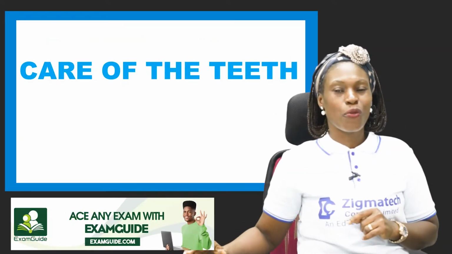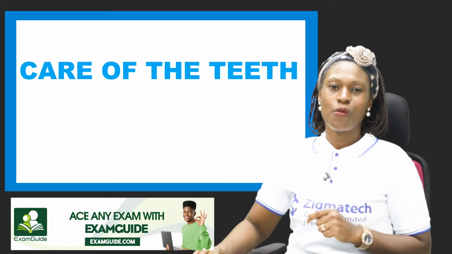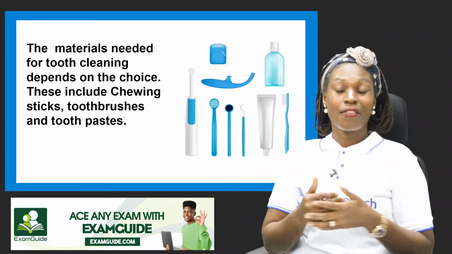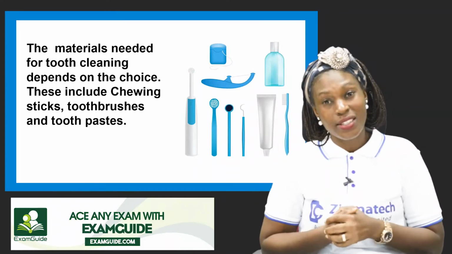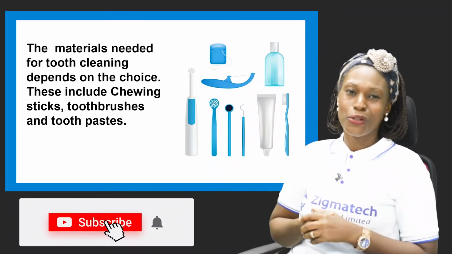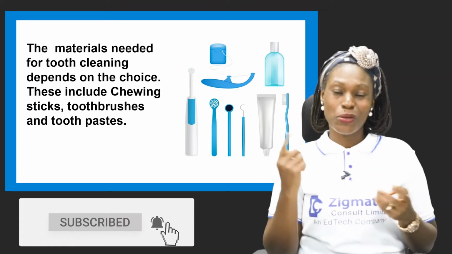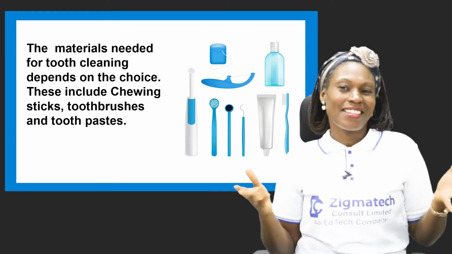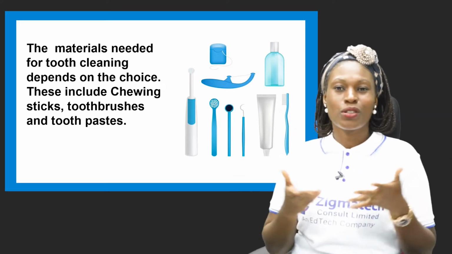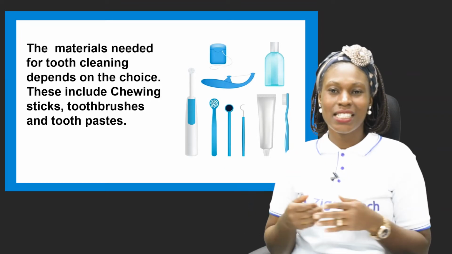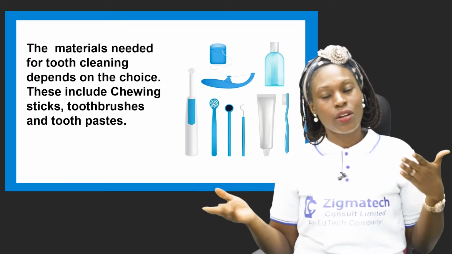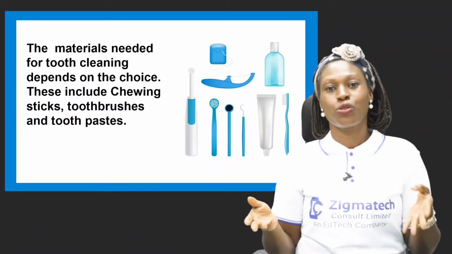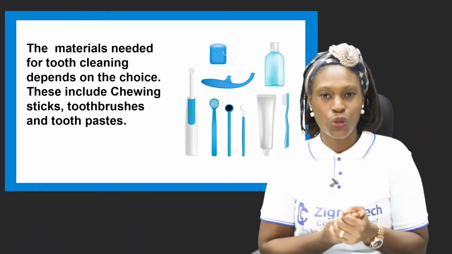Now let's look at the care for the teeth. The materials needed for tooth cleaning depend on your choice. A whole lot of people would stick with a chewing stick. A whole lot of people will say, no, I don't use a chewing stick, I use toothpaste and toothbrushes, chewing stick is local and all of that. Yes, it depends on the choice. Whatever you want to use in cleaning your teeth, it's your choice.